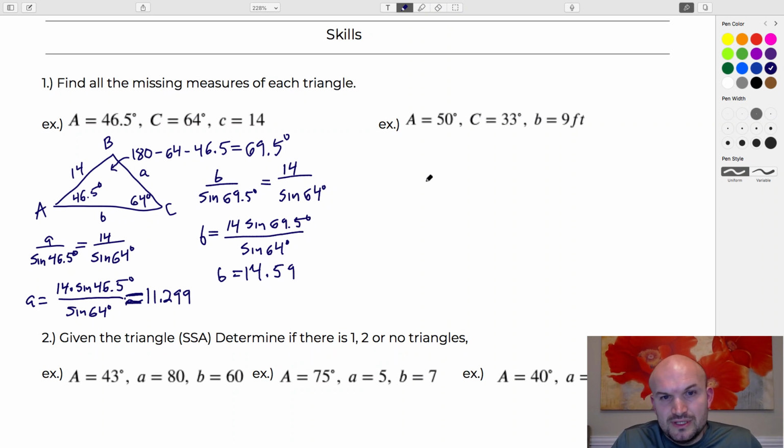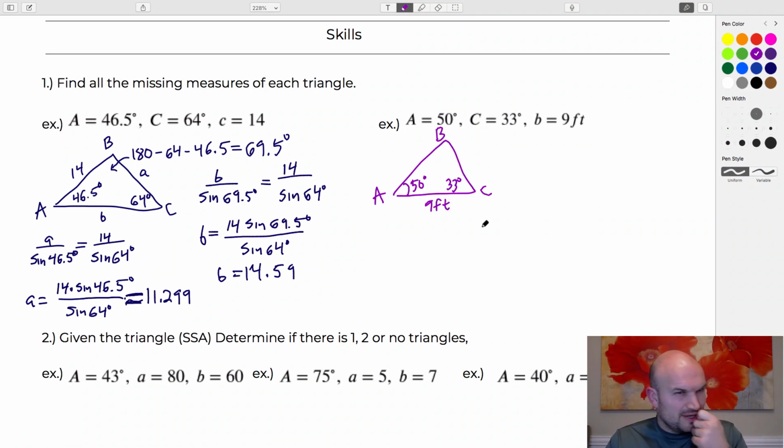All right, so for the next one, let's go ahead and draw a triangle. Let's do a lighter purple on this one. So I'm going to draw the same kind of triangle because I like this triangle, ABC, but you don't need to stick with this. You can draw the triangle really any way you want to. So this would be 50 degrees. C is 33 degrees. And then here we have 9 feet. I probably should have just left this off this one answer, but either way.